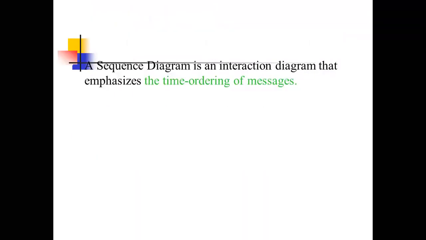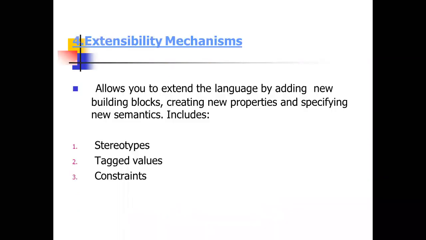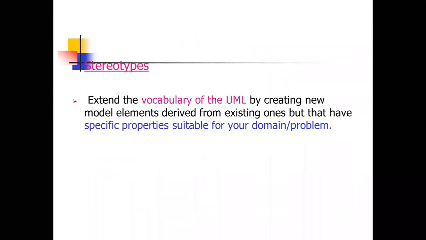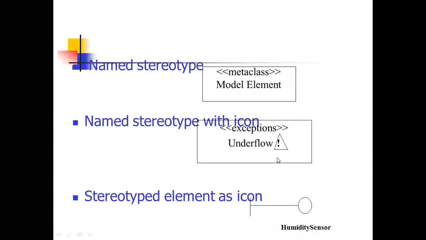We have seen some common mechanisms for this. We have seen the stereotypes in class diagrams. Here you can see the stereotypes and how to define them. We have seen the name stereotype, here you can see the name stereotype, the metaclass, this is the stereotype. Then we have seen the name stereotype with icon, and the stereotype element as icon.